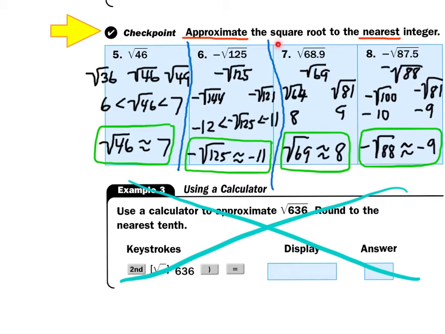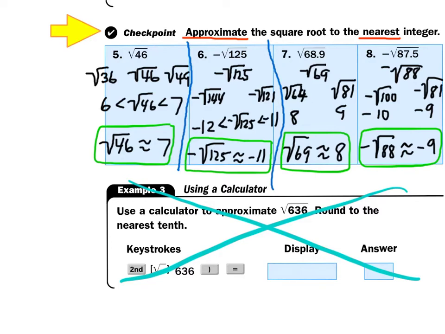Okay, take a look at number 7. When they give you these crazy decimals like the square root of 68.9, just round it, because we are just rounding. So 68.9 is about 69. So let's just use that to estimate. So then I would say the square root of 69 is between the square root of 64 and the square root of 81. So it has to be between 8 and 9. Well, it's closer to 64 than it is to 81. So it's closer to 8. So the square root of 69 is about 8.